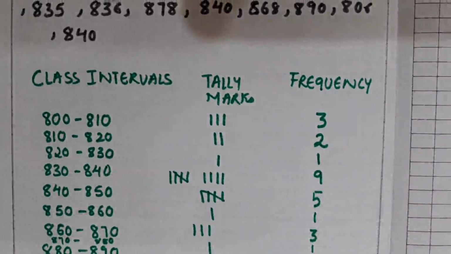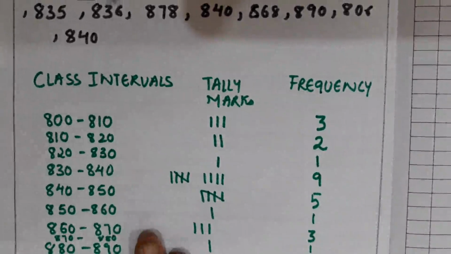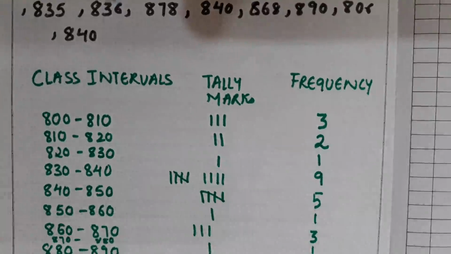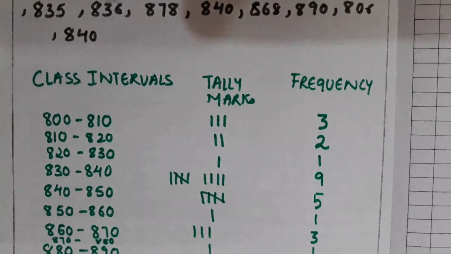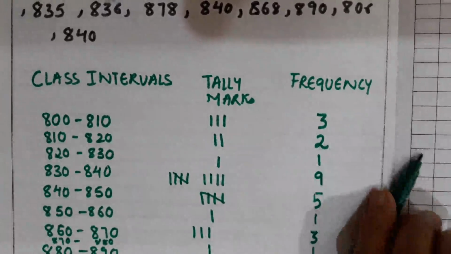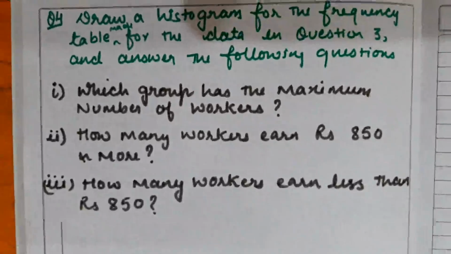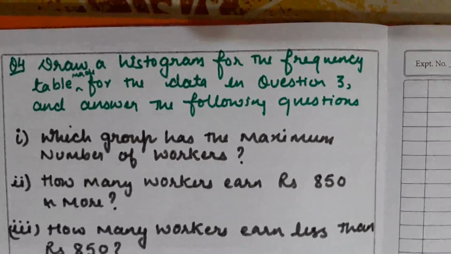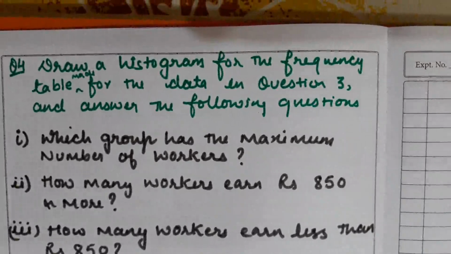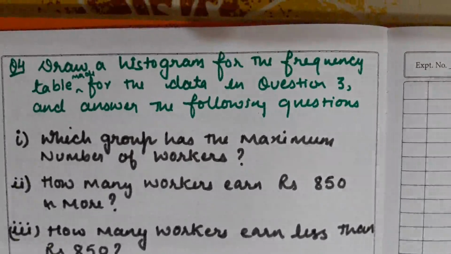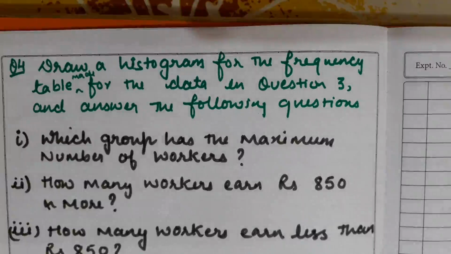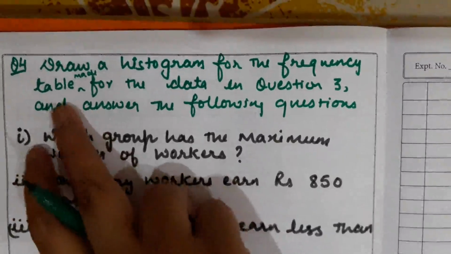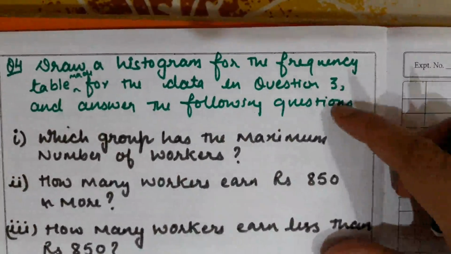In the next question we have to represent the same data in a histogram. A histogram is always made in the form of a bar graph, but with the bars connected. The next question says, draw a histogram for the frequency table. We have already made that frequency table. On the basis of the data from question number 3, we have to make the histogram. Then we have to solve these 3 questions.